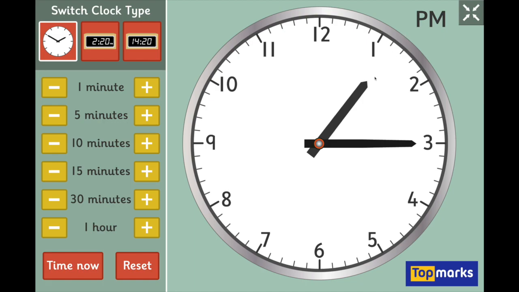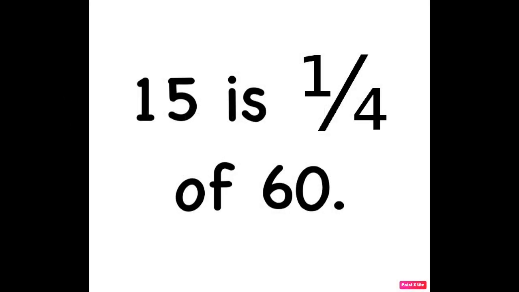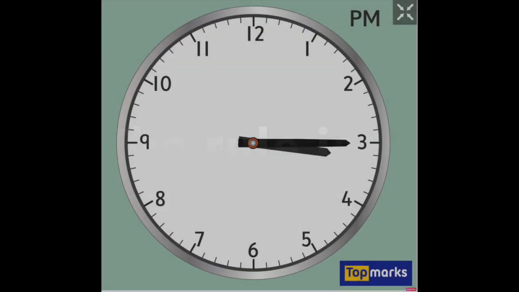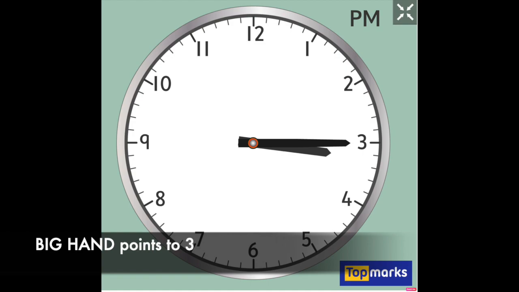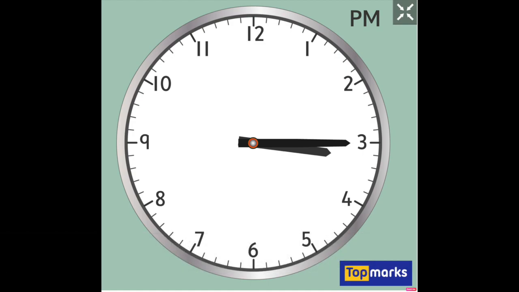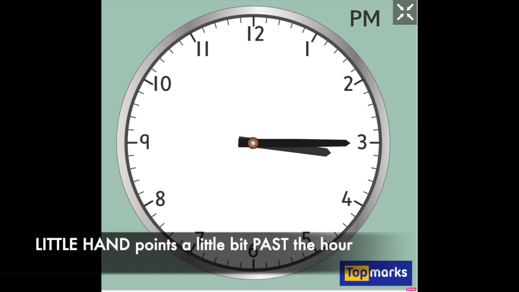So what have we learned today? When it is quarter time, it means 15 minutes of the hour have passed, because 15 is a quarter of an hour, which is made up of 60 minutes. So the rule is, when it is quarter time, the big minute hand should be pointing to the number 3, and the little hour hand should be pointing a little bit past the hour in question.